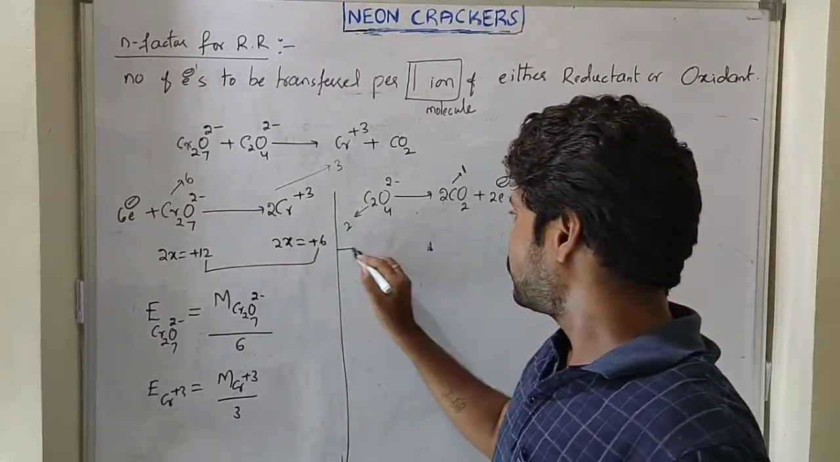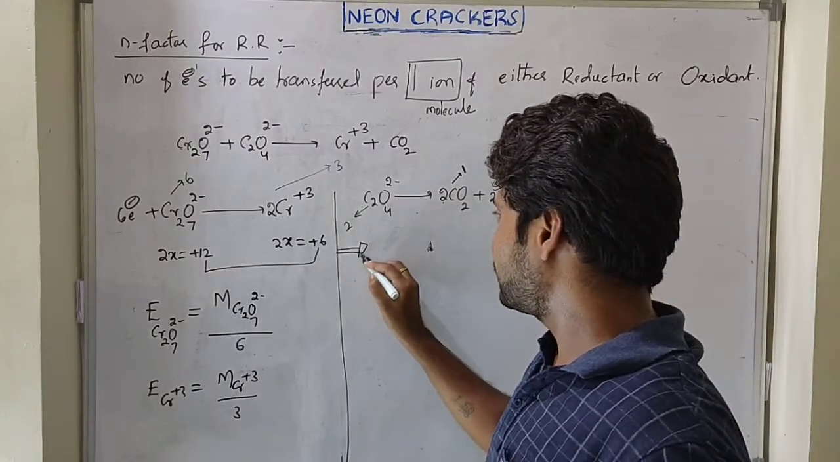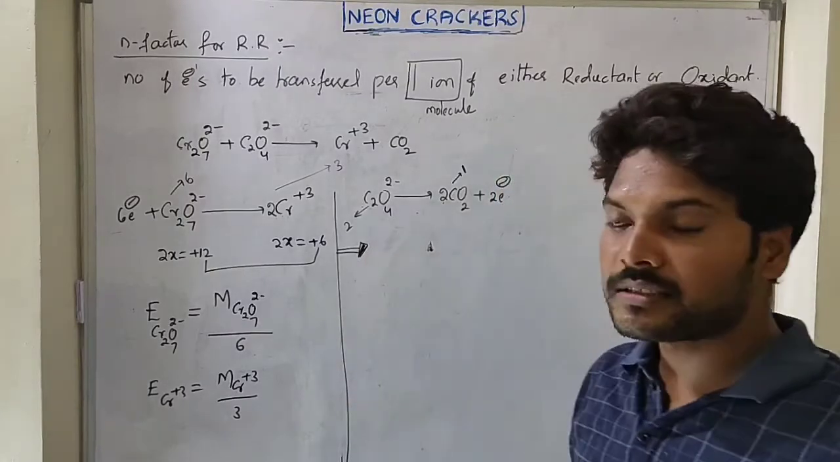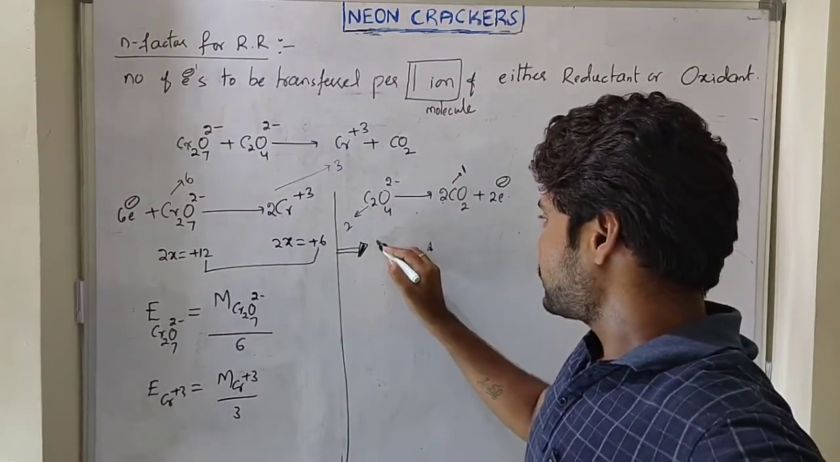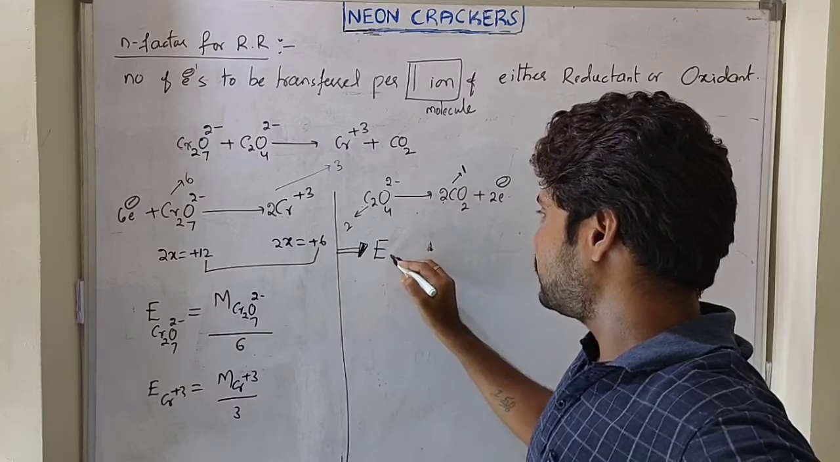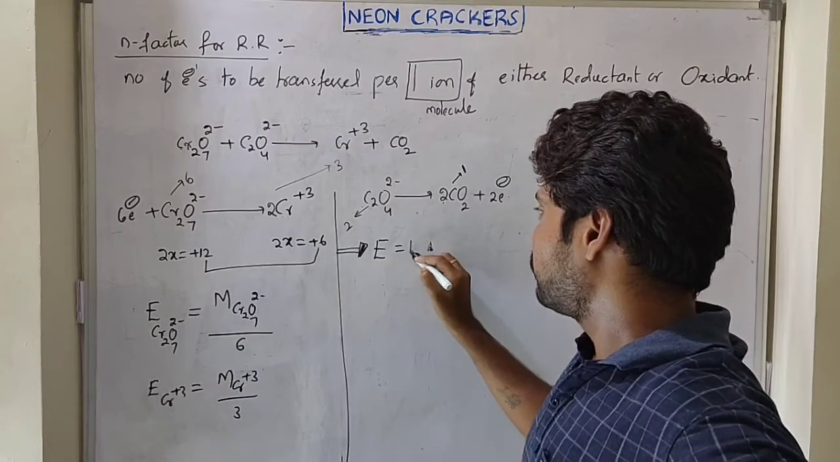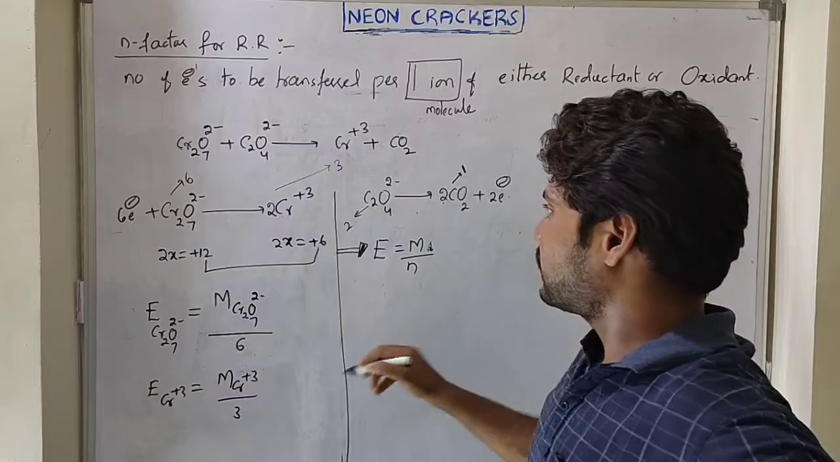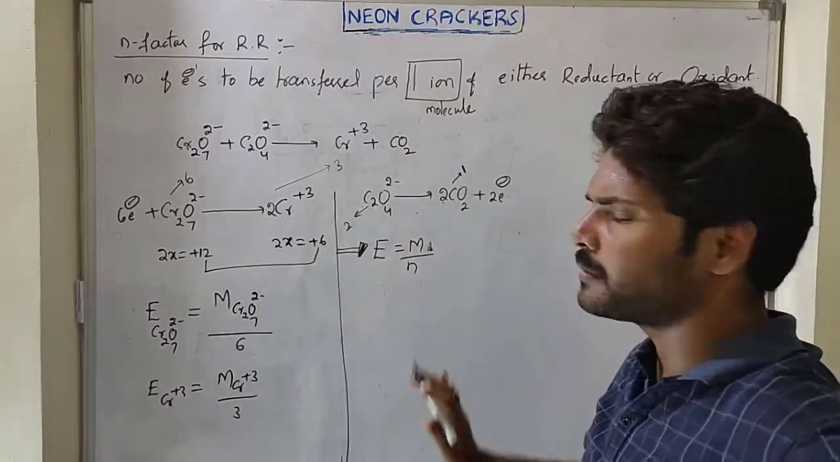And now, how many kinds of equivalent weights are there? So the first one is a normal reaction. Equivalent weight equals molar mass upon N factor. So we found all these conditions. This is a normal condition.